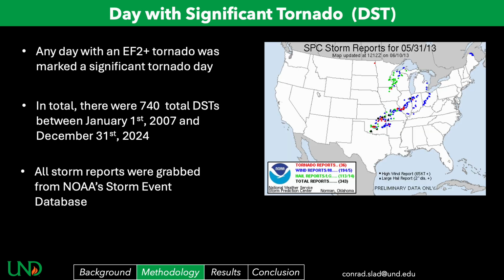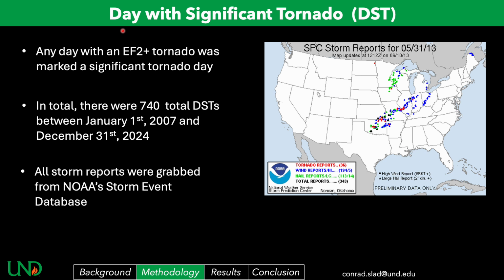Now, I've been talking about significant tornadoes a lot. What exactly is that? So, a significant tornado is a tornado with a rating of EF2 or higher. EF, of course, stands for the Enhanced Fujita Scale, developed in 2007. And that means there are going to be winds of 110-plus miles per hour, and that's definitely going to cause some significant property damage. Now, I made this metric called Days with Significant Tornado, or DST, and that's basically going to keep track of what day had an EF2-rated tornado.